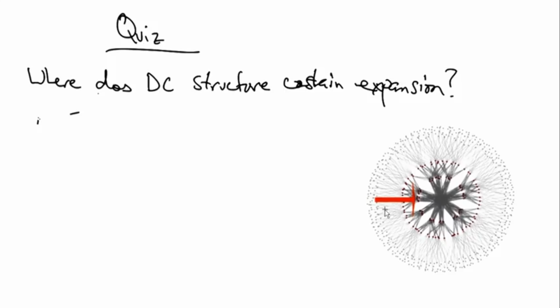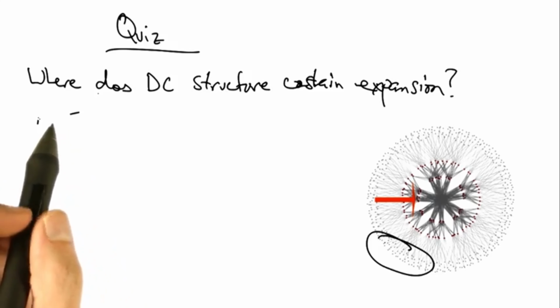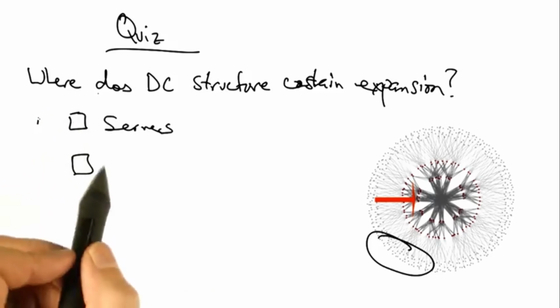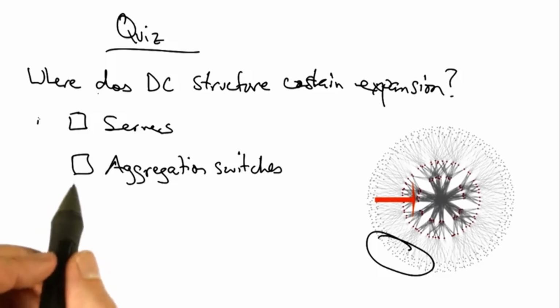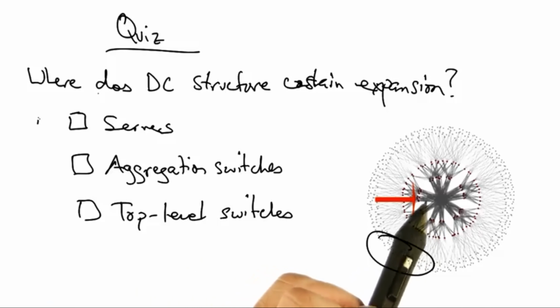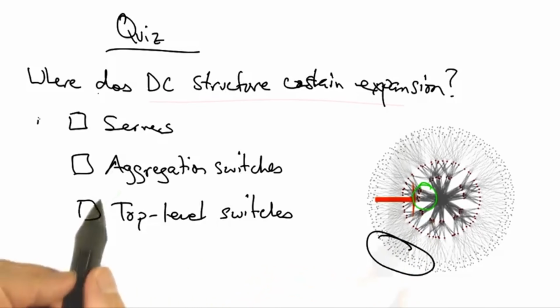By looking at this figure showing a data center topology where the servers are at the edge of the graph, can you try to figure out where the data center topology primarily constrains expansion? Is it at individual servers, aggregation switches, or top-level switches? As we can see from the figure, most of the congestion occurs at the top level.